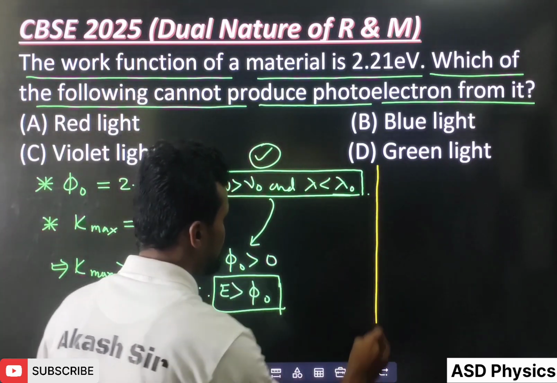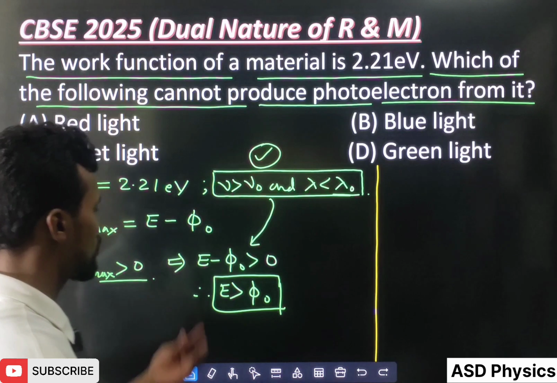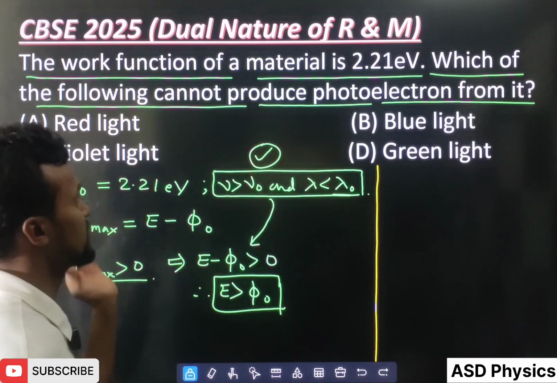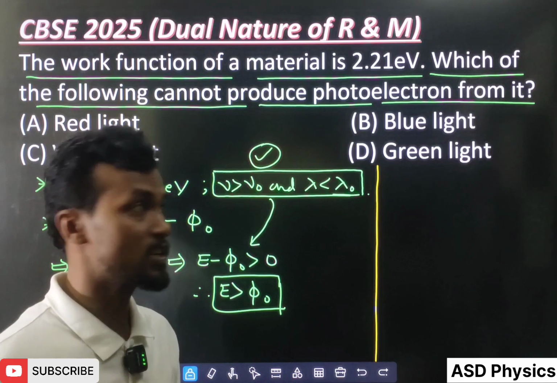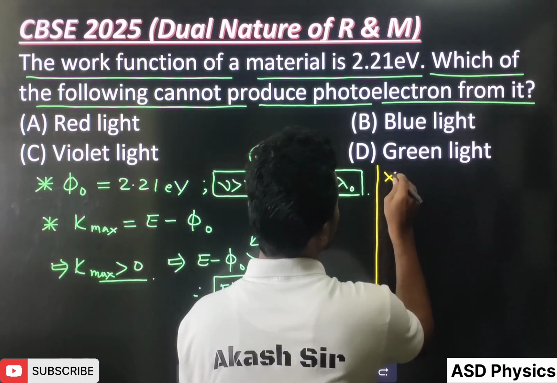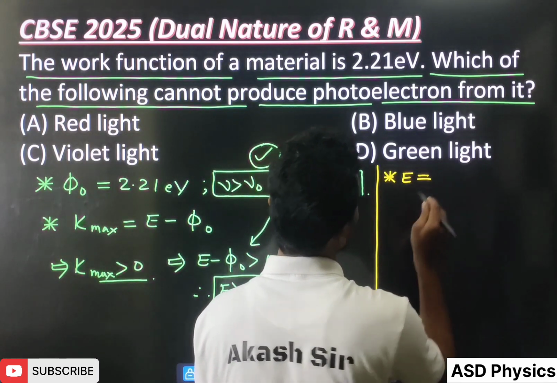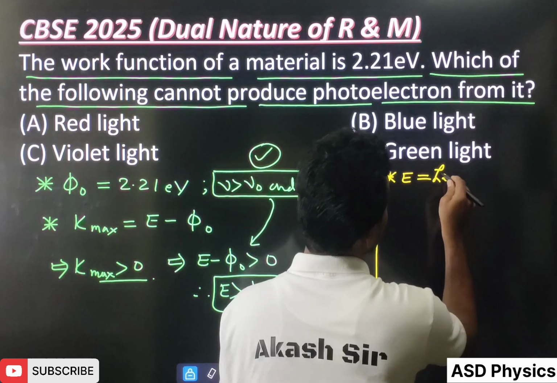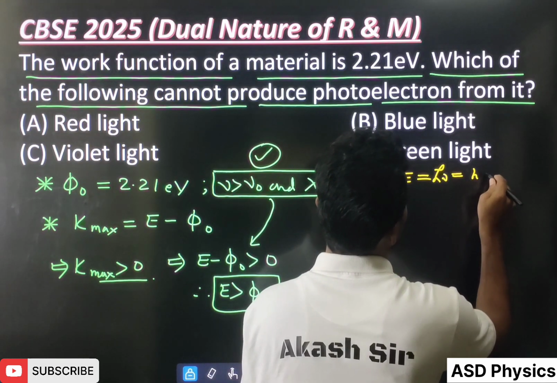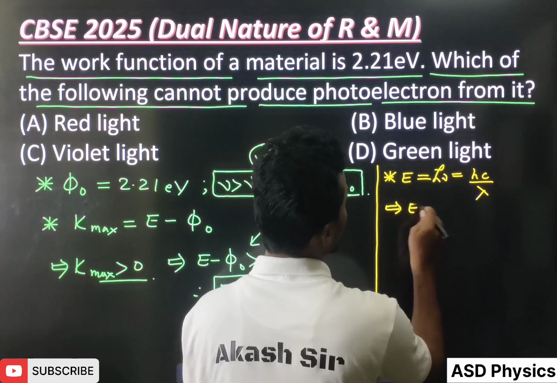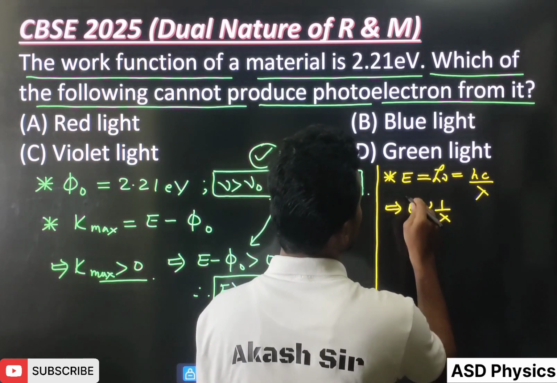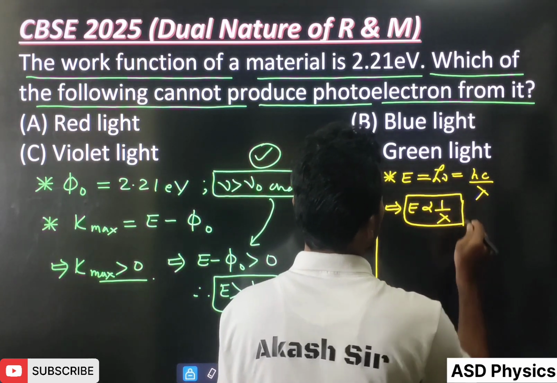Now, to calculate the energy, they did not give anything, they only talked about the light, and in this MCQ question only one option is correct. So here we have to see the energy. Energy is h nu, and nu means c by lambda, so energy is hc by lambda. From here we can tell that energy is inversely proportional to lambda.